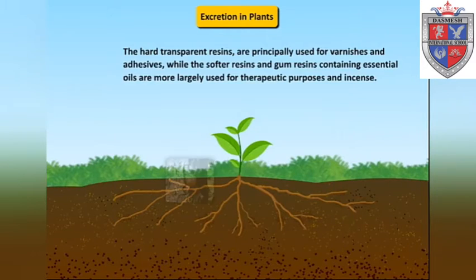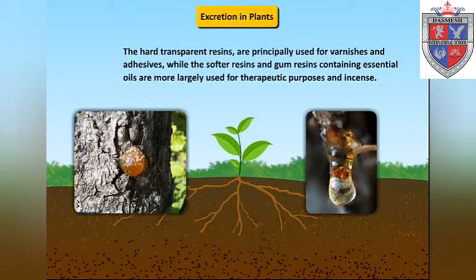The hard, transparent resins are principally used for varnishes and adhesives, while the softer resins and gum resins containing essential oils are more largely used for therapeutic purposes and incense.